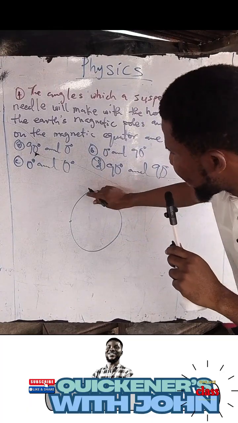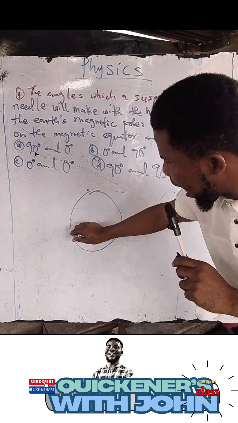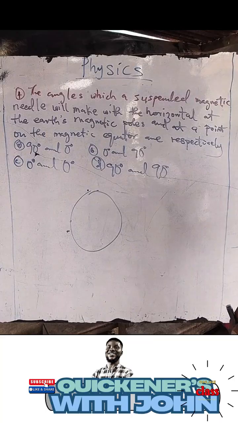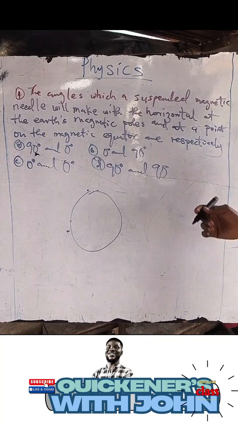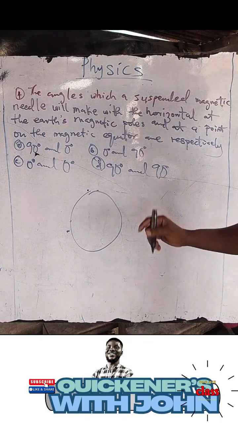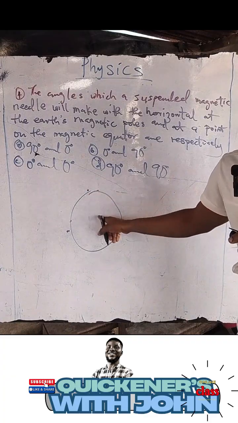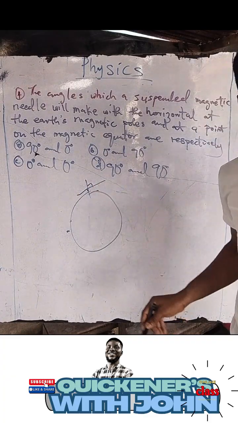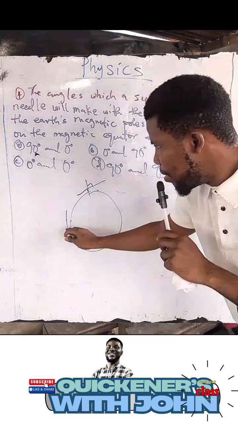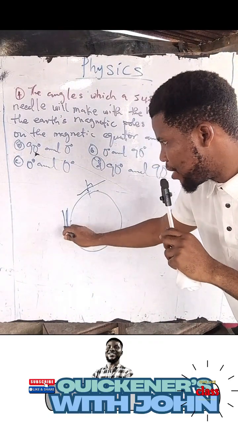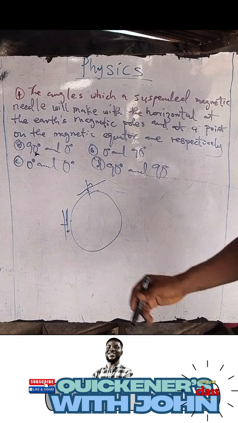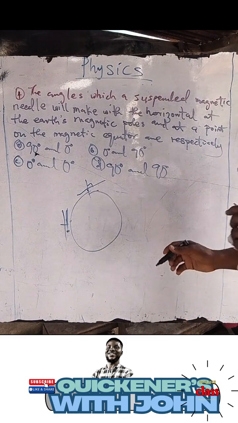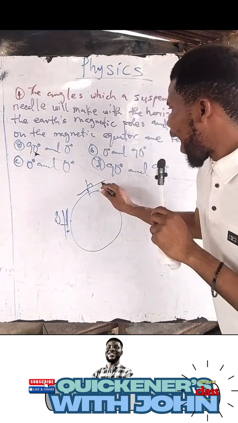So let's assume that the magnetic north pole is here and the equator is here. Are you getting me? So what angle will the needle make? I told you when it's here, it will always be upright, so it will make a 90 degree angle with the horizontal. Then when it's here, it will be like this. This is the horizontal line, this is the magnetic needle, it's parallel. So parallel means angle 0.